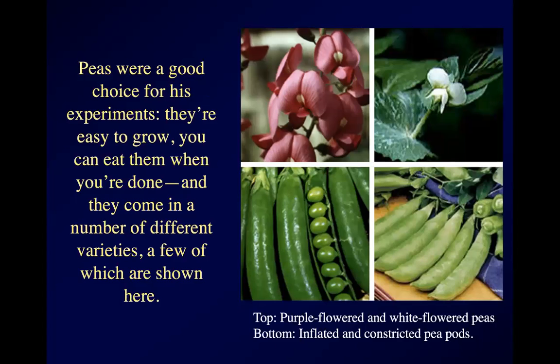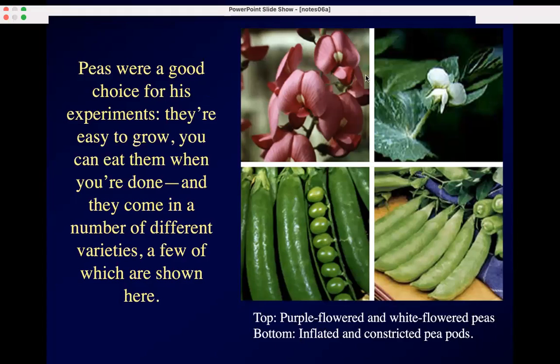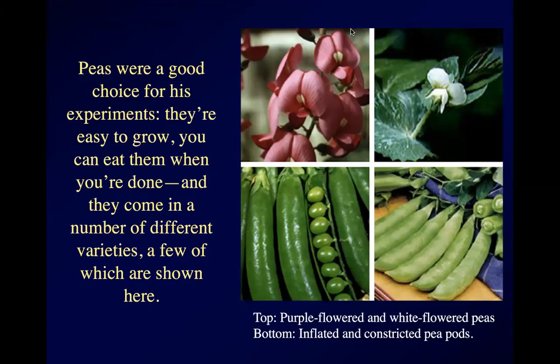And like a lot of vegetables, and for that matter animals, they come in lots of different varieties with different features and traits. Up at the top left, that's a garden pea with purple flowers. And at the top right, that's a garden pea with white flowers. So we get different flower colors. Down at the bottom left, that's called an inflated pod because the pea pod looks like it's been blown up like a balloon. And at the lower right, that's called a constricted pod because the pod's got little bulges in it, corresponding to where the peas are inside the pod. So there's lots of different pea varieties.